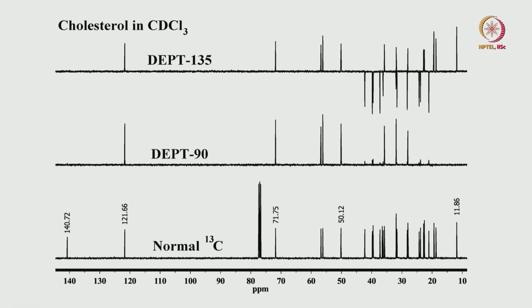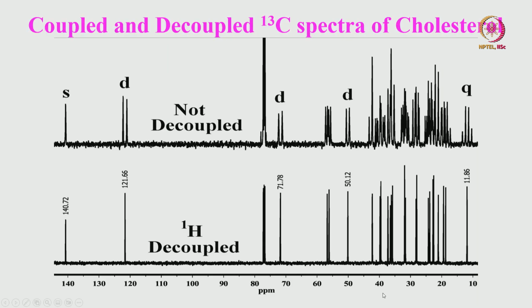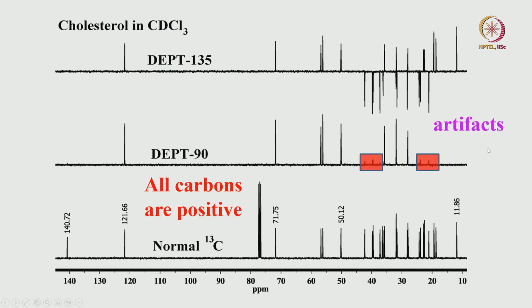Very interestingly, I do the DEPT experiment. This is a normal carbon 13, all are positive. Do DEPT 90. When you do DEPT 90, what did I say? You will get only CH carbons, all are CH carbons here. You do DEPT 135. What did I say here? Look at this table. DEPT 135, if you do, CH is positive, CH3 is positive, CH2 is negative. See here. In the DEPT 135, CH and CH3s are positive and all CH2s are negative.